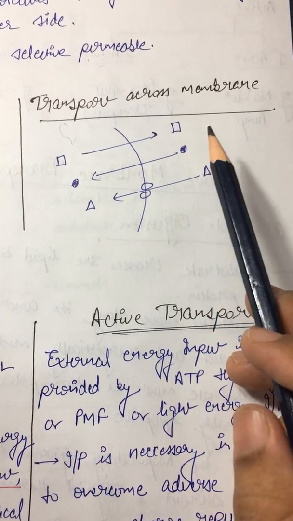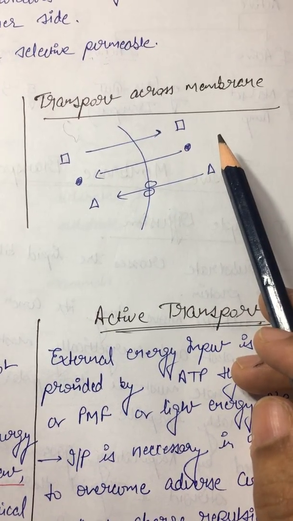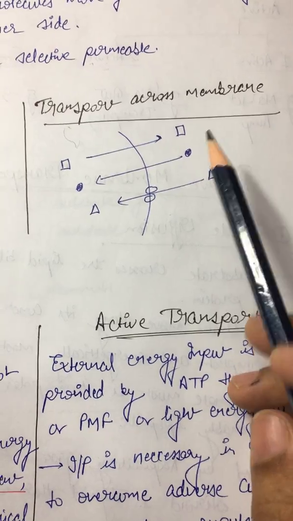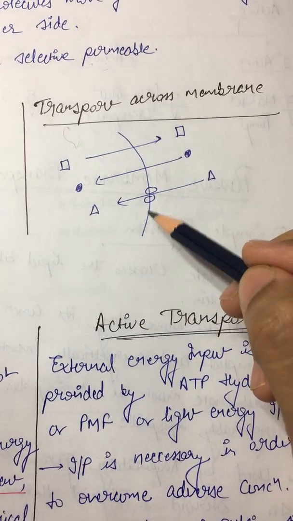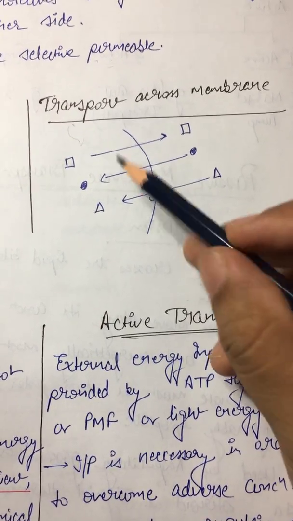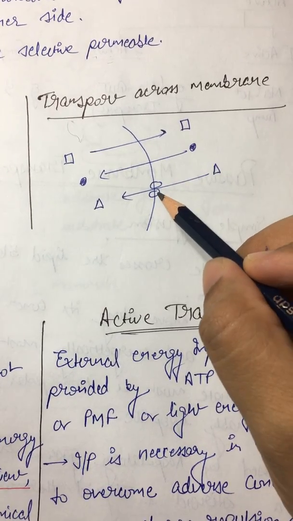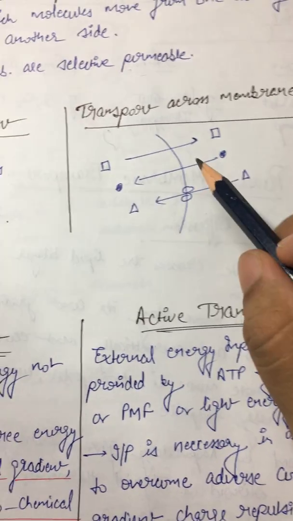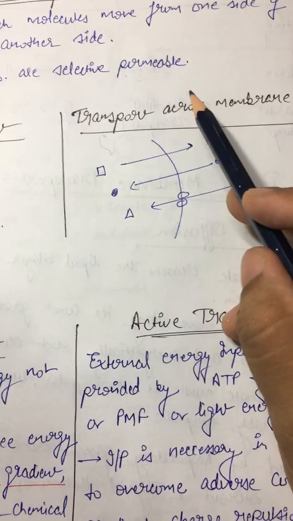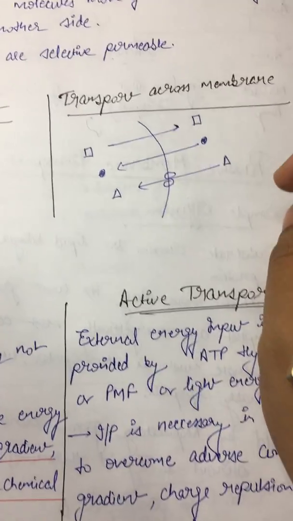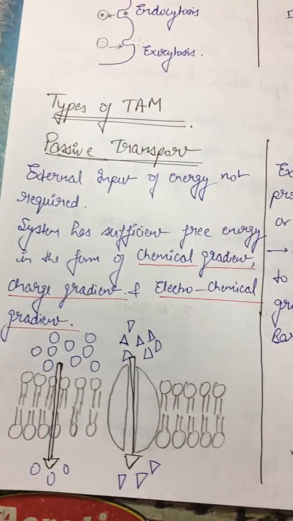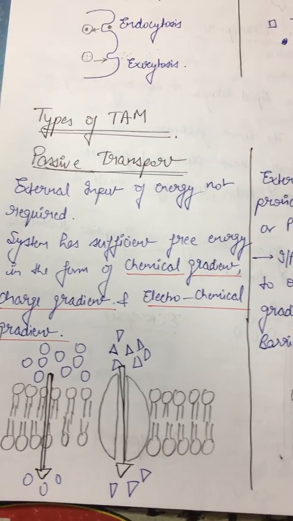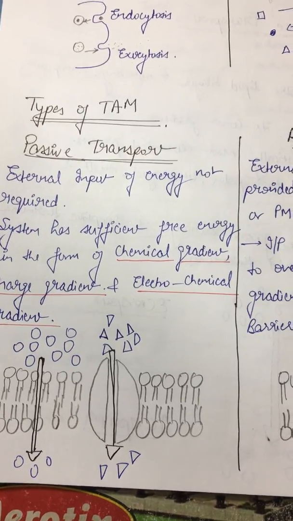This is transport across membrane. It applies to ions and small molecules. These substrates cross the lipid bilayer membrane either directly or with the help of a transport protein. We are going to study in detail about the transport across membrane. So there are two types of transport across membrane. One is passive transport, another is active transport.